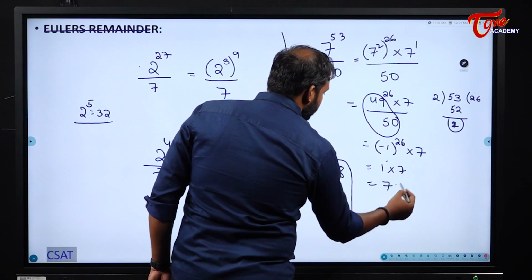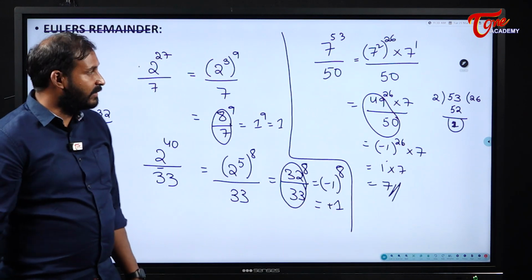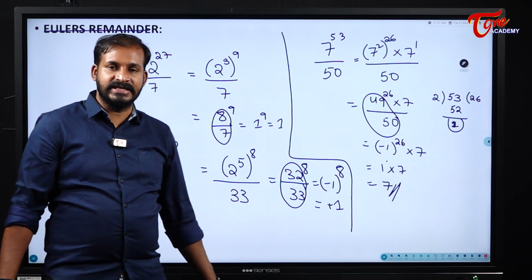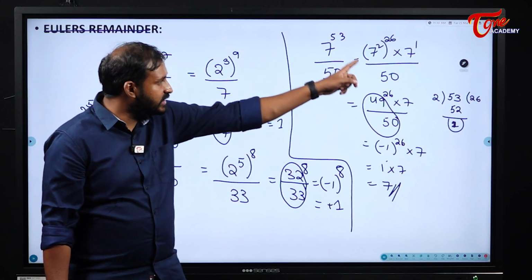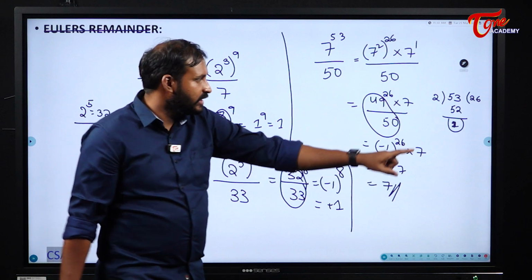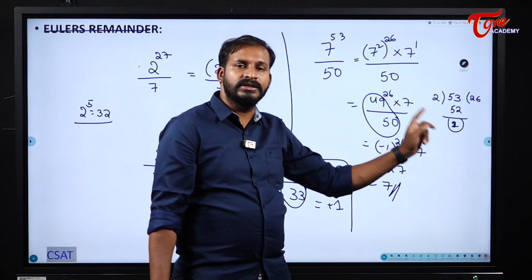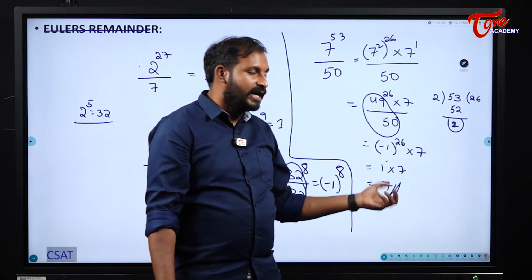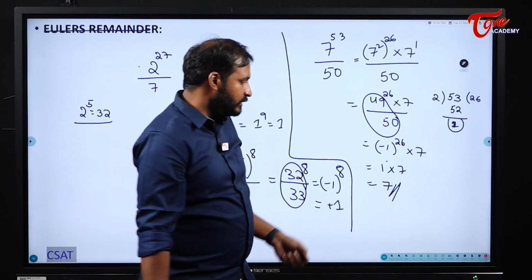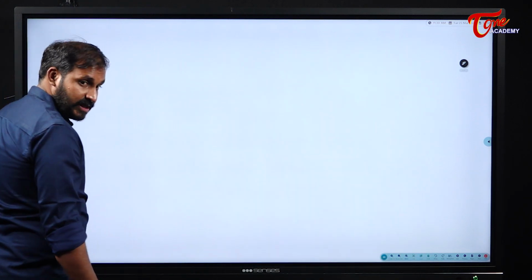So my final answer will become what here? 7. Sometimes the power we cannot split as exact multiples like this. So in those cases we need to split by ourselves. How do you need to split? Just now I have shown you. In this manner you need to split the powers and write it. Now we will see some other examples, students.